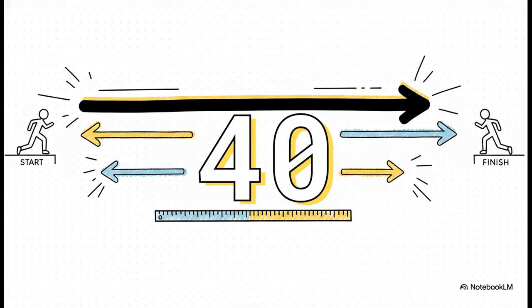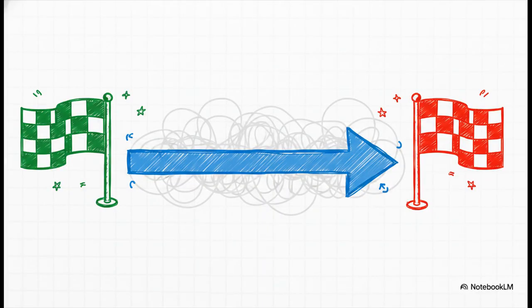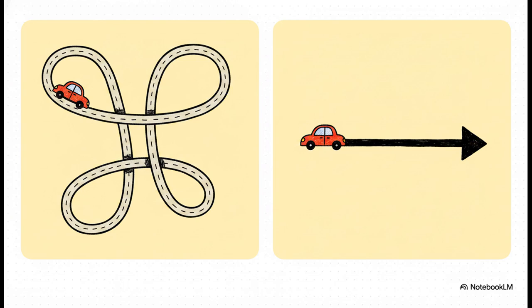But here's the kicker. Their net change in position from the start is only 40 meters. That 40 meters, that's their displacement. It's just the net change from start to finish. To recap, distance is the whole journey, but displacement is purely your net change in position.